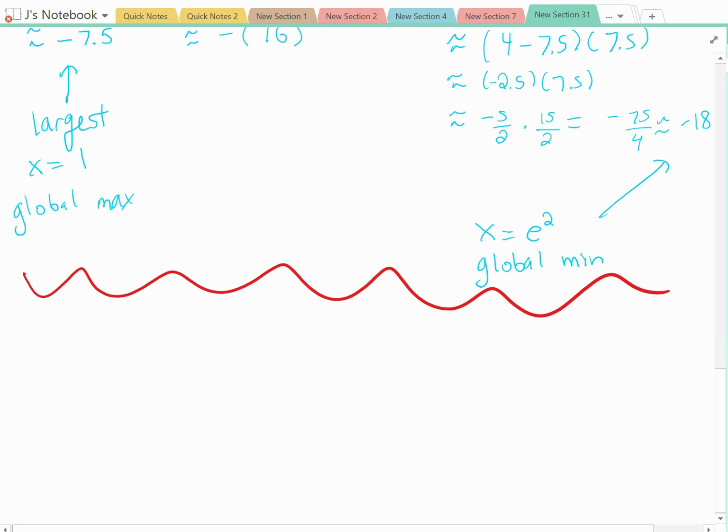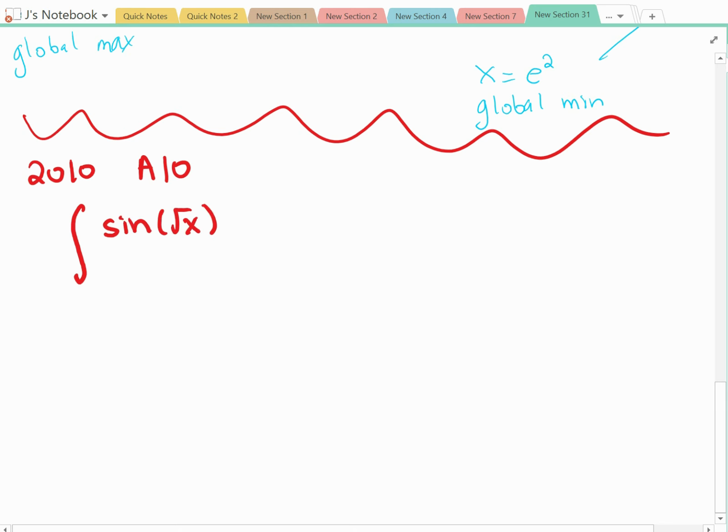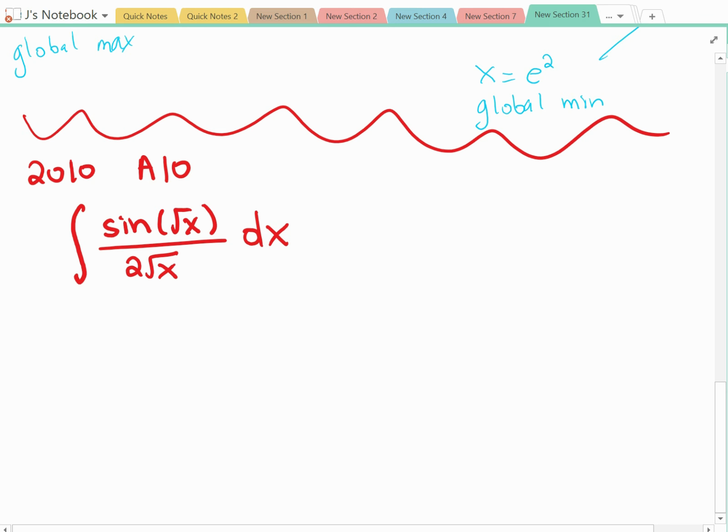Okay, so the next question. 2010 exam, number 10. A10 says integrate sine of the square root of x divided by 2 root of x dx. Okay, this is not on our list. It's almost on our list. It's a sine of x integral, but it has this root of x inside.